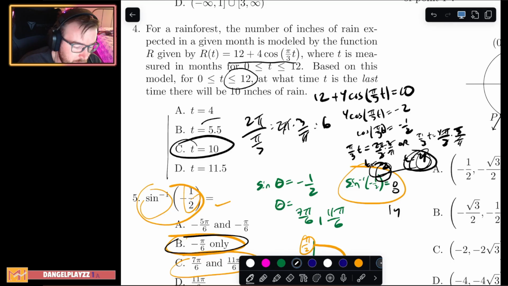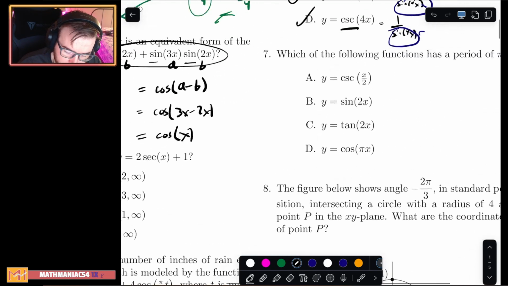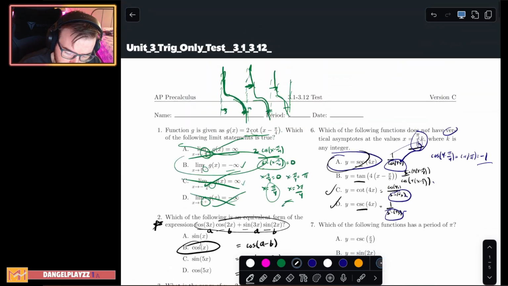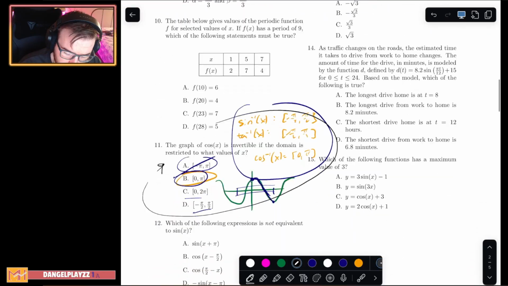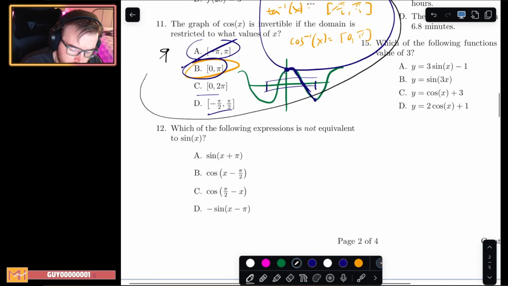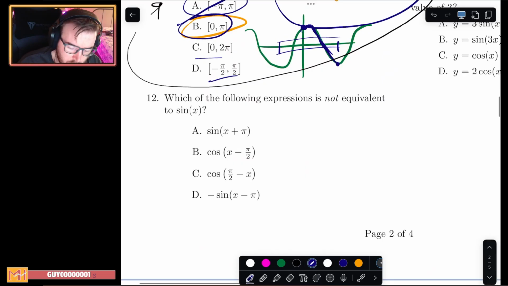I have time for one more. I'm calling it here. The next most missed question was number 14. Which of the following expressions is not equivalent to sine?